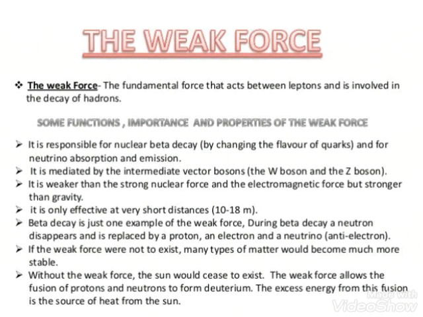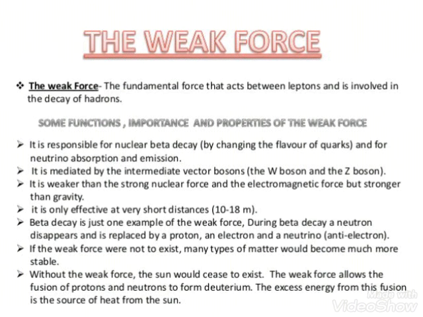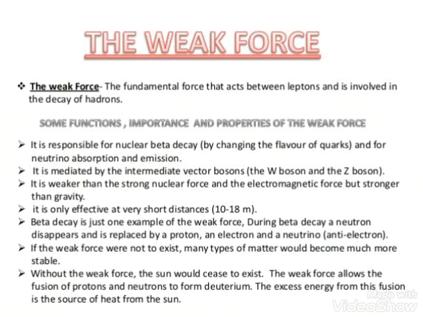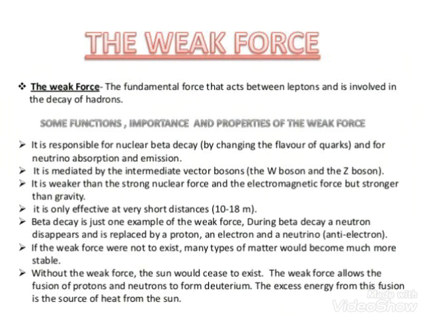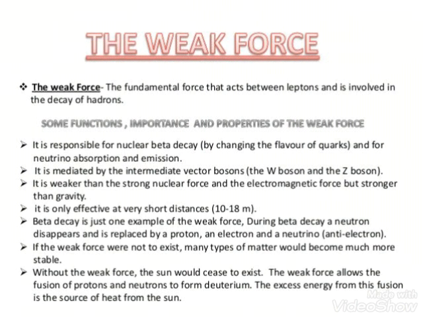It is weaker than strong nuclear force and electromagnetic force, but stronger than the gravitational force. It is only effective at very short distance, that is 10 to the power minus 18 meter. Beta decay is just one example of the weak force. Now in class 10th we learned about sources of energy, that the sun gives energy because of nuclear fusion. The weak force allows the fusion of protons and neutrons to form deuterium. The excess energy from this fusion is a source of heat from the sun. So these are all the fundamental forces that exist in nature.